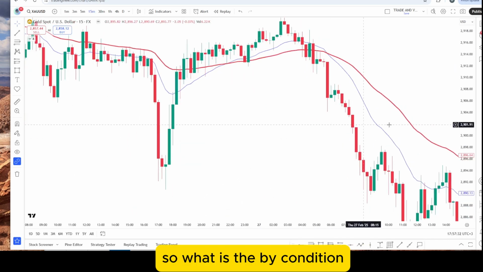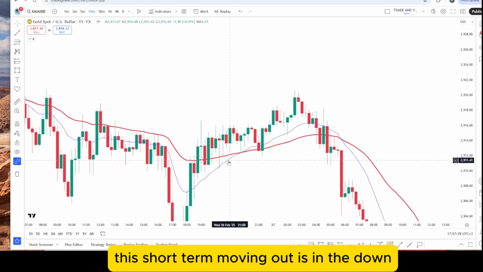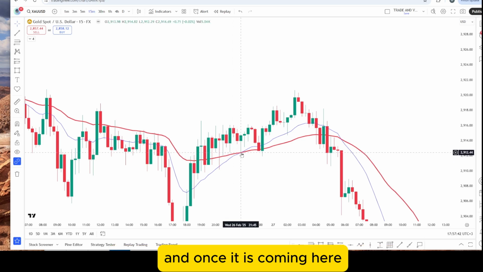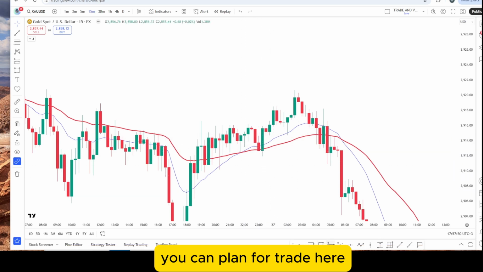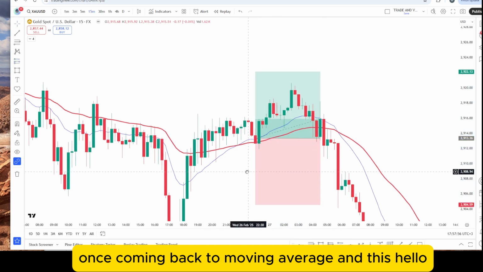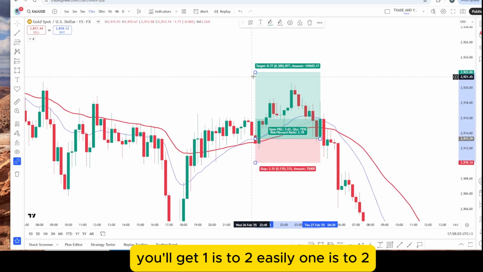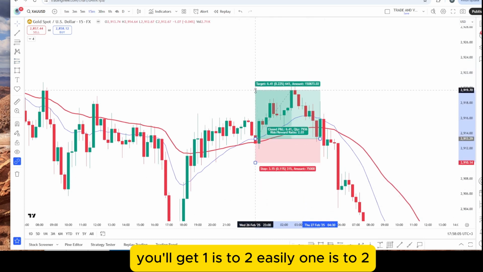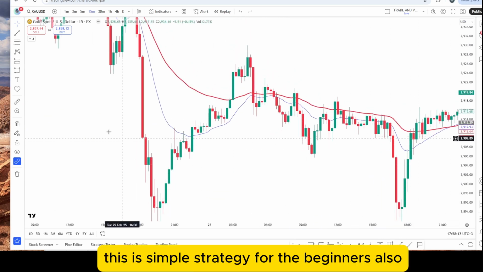So what is the buy condition? Same. From here the long term was in a downtrend, and the short-term moving average was also down, and once it comes up here, you see, we got the cross. Once price comes back to here, you can plan for the trade. Once it comes back to the moving average and makes a low, you can put your stop at the low here. You will easily get 1:2. See, this is a simple strategy for beginners also.